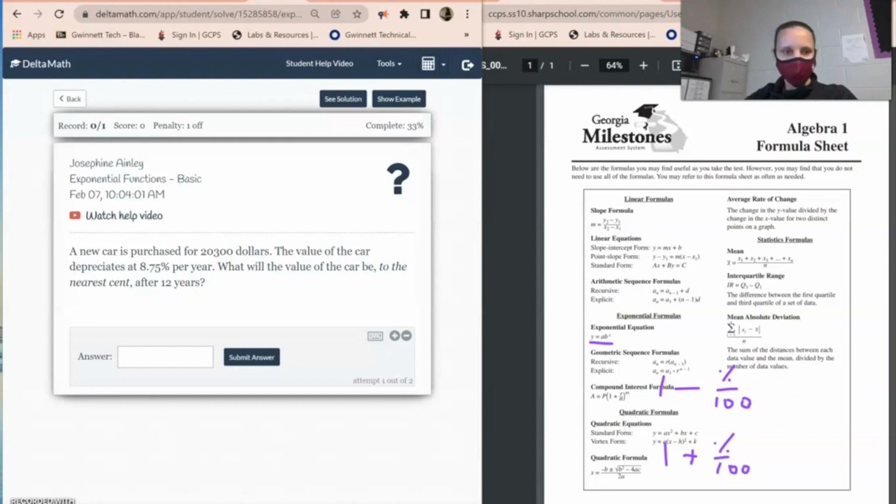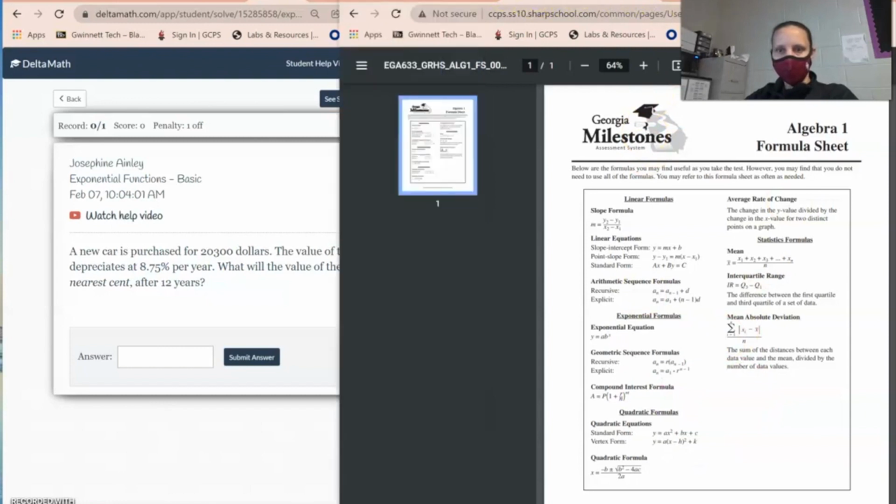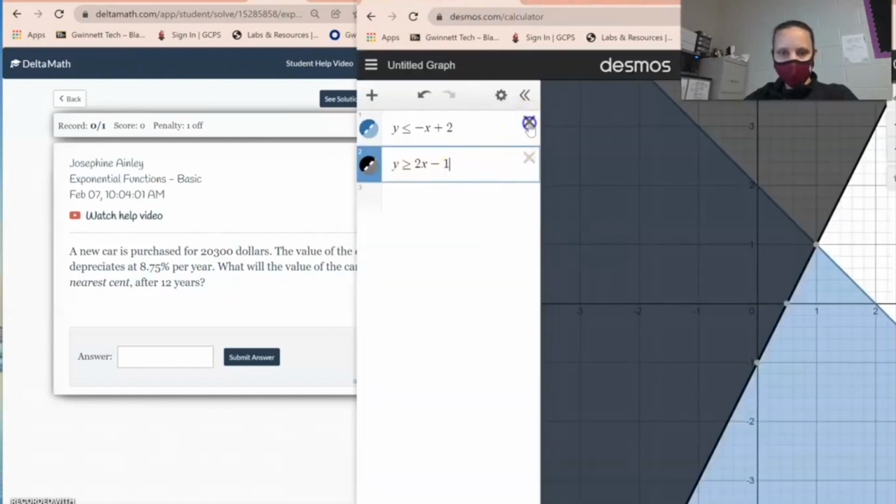Then A is whatever it starts with. So for my question, this is what it starts with. It's depreciating, so I'm going to be using this one right here. It's take the percent divided by 100, and then do 1 minus that. And then put X as 12. All right, so I'm going to do it in the calculator, but I did want to show you what that looks like on your formula sheet. So, on the calculator real quick.